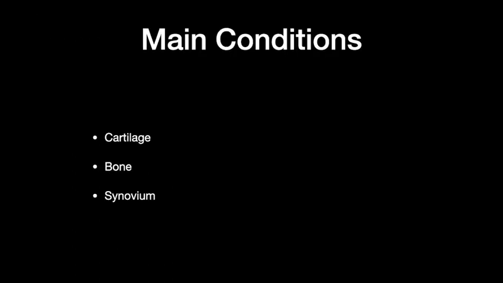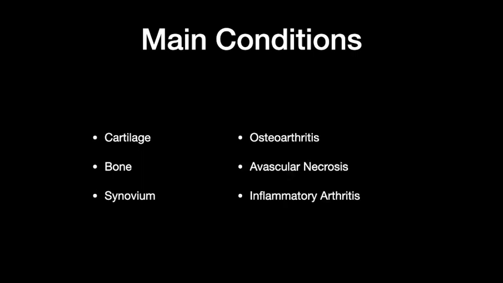Good. So now for the final comment on the knee joint, we have 3 main conditions for common adult knee pathology. We have the disease of the cartilage, that is called osteoarthritis. We have the disease of the bone, that's either avascular necrosis or osteonecrosis, that would be the newer word. And then we have the disease of the synovium, which is an inflammatory arthritis.